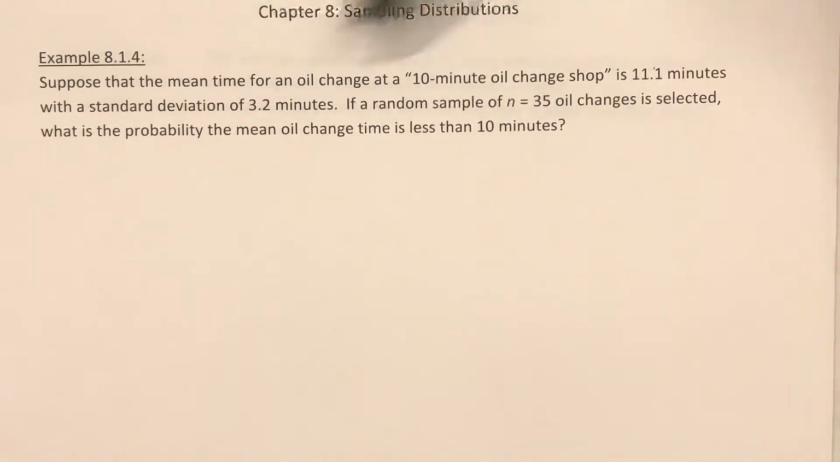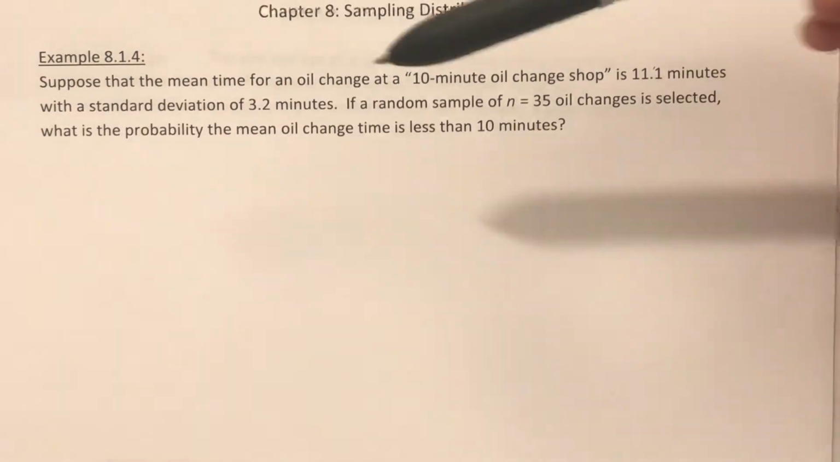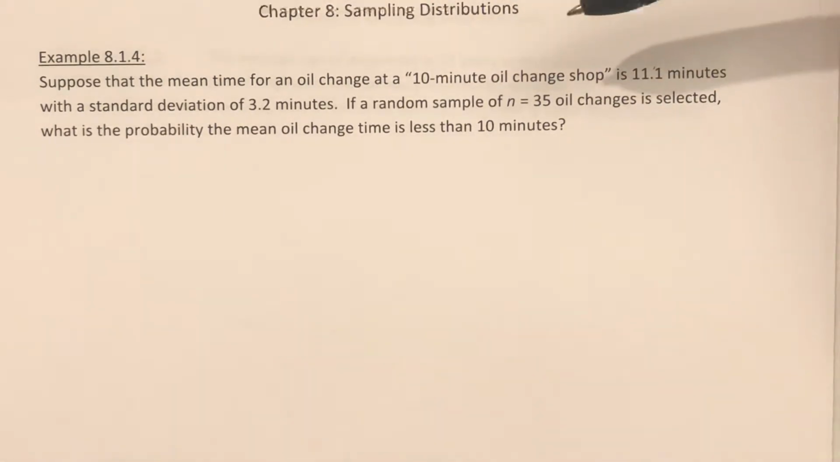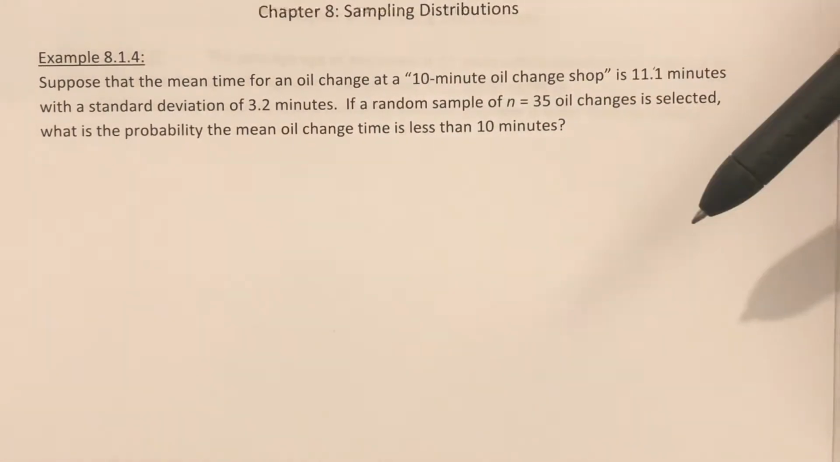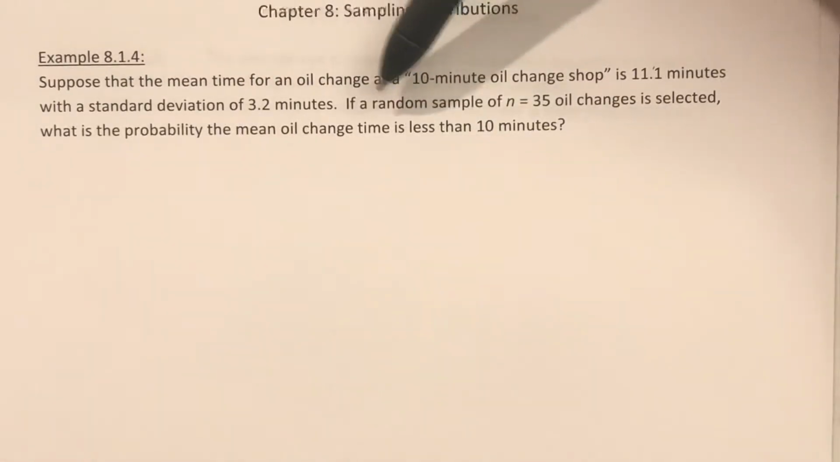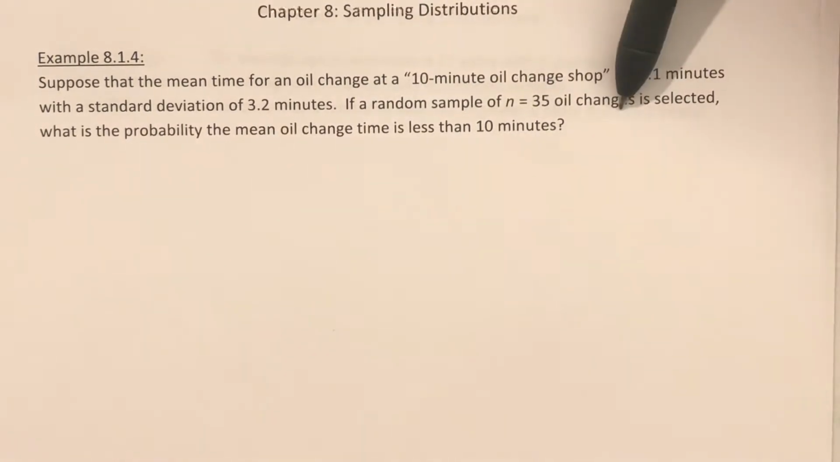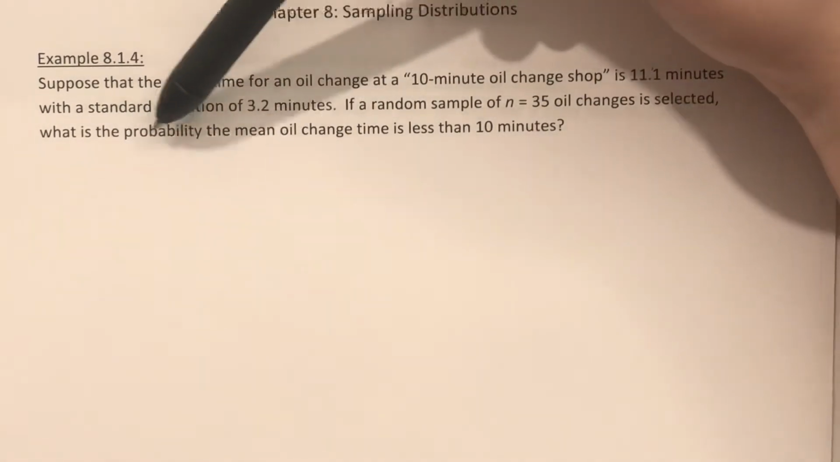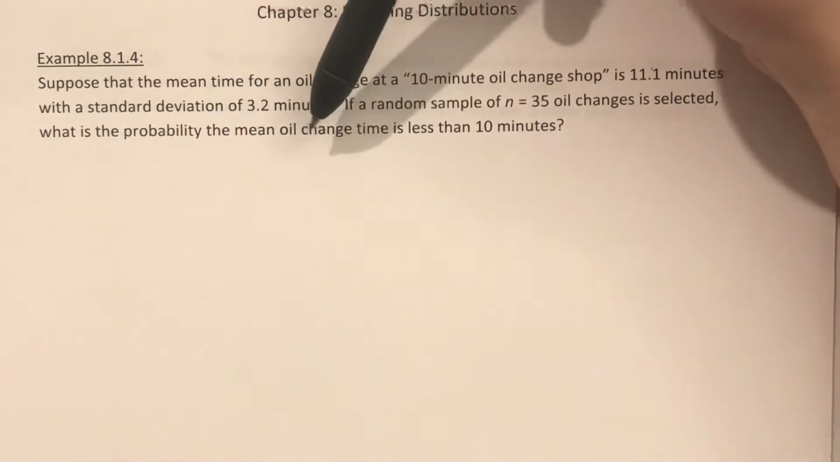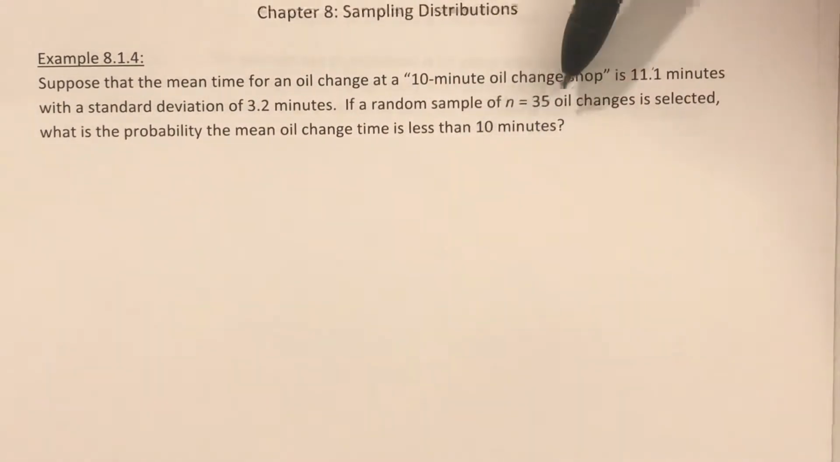Now notice in here, nowhere does it tell us that these times are normally distributed. Okay, it's not given to us. So we would not be able to just draw a bell-shaped curve if this was the only information we were given. Now what they're saying here is we're going to take a random sample of 35 oil changes and ask the question, what's the probability that the mean oil change time is less than 10 minutes?